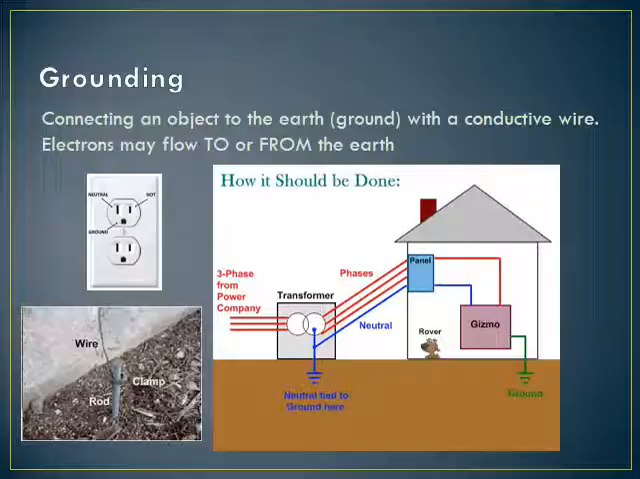If we have too many electrons somewhere, it provides a route for those electrons onto the earth that is safer than going through you or somebody else that might be in the way of the electrons. So that's what that third wire is. It's grounding, but if you hear the word grounding, it just means connecting a conductor to the ground or the earth.